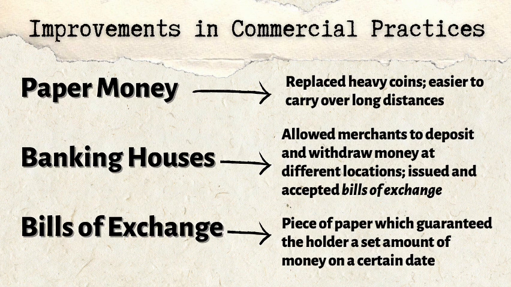At any bank house, a merchant could deposit paper money and then withdraw the same amount of paper money at a different banking house. This is sometimes referred to as flying cash. Banking houses could also issue and accept bills of exchange, which were written documents that promised a set payment on a certain date for the holder.